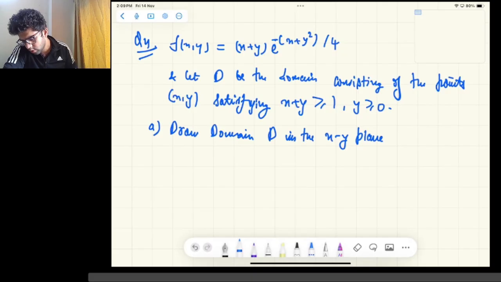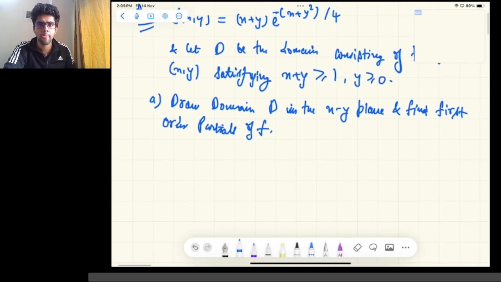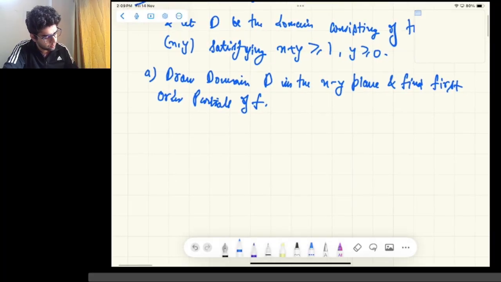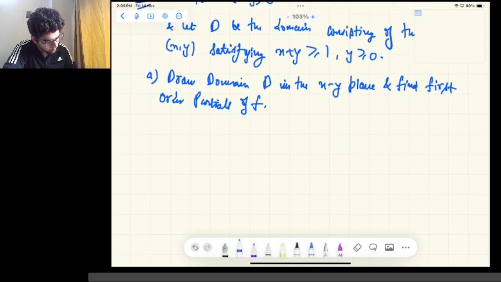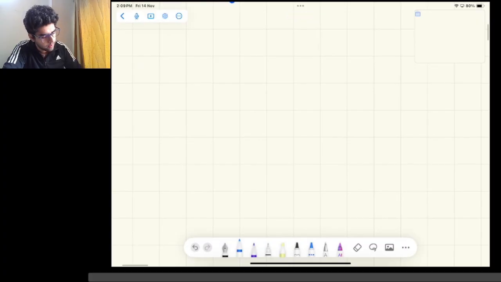and find the first order partials of f. So basically we need to draw the domain D in the xy plane. Let's solve this part first. The domain D is x plus y greater than or equal to 1 and y greater than or equal to 0.